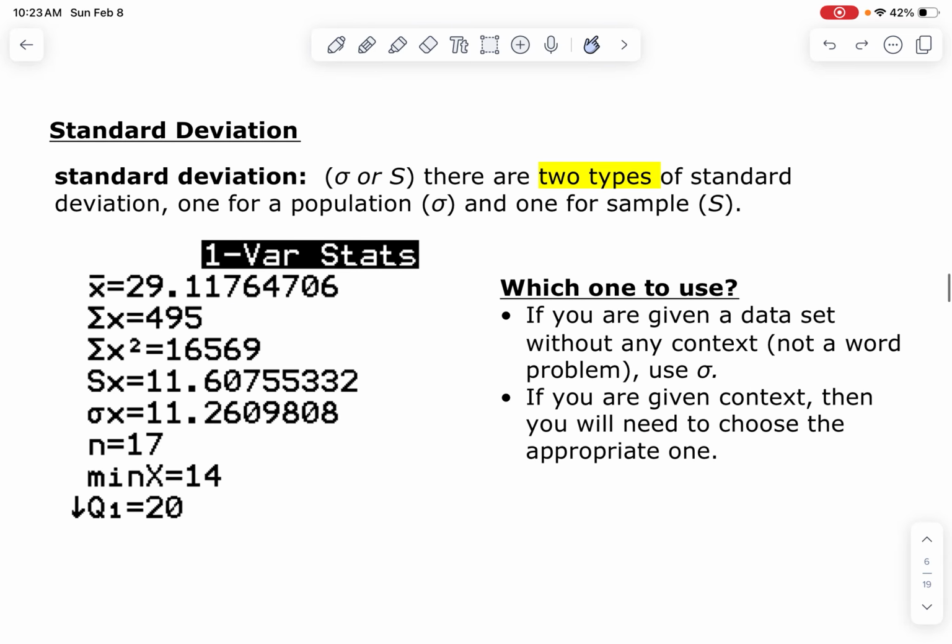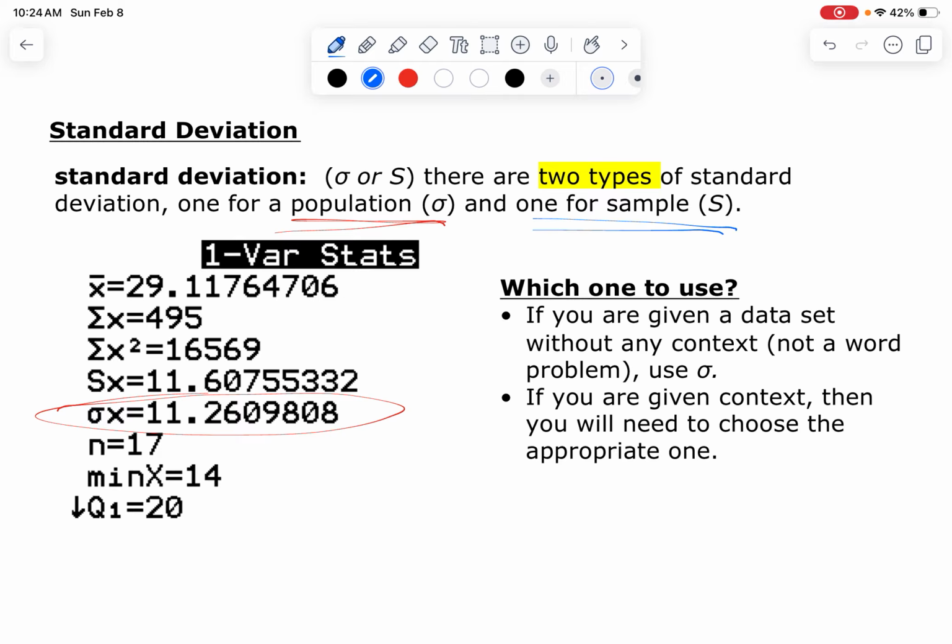Okay, so as I mentioned, there are two types of standard deviation. The sigma one will be displayed on your calculator. You'll see it right here. It has a sigma and then an x next to it. This one is the one for population. So this is if you do an entire population. And then the other one is for a sample. That one would be the one right above it in blue there, I circled.